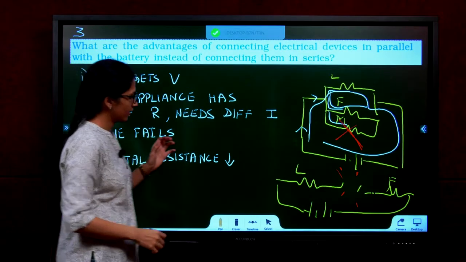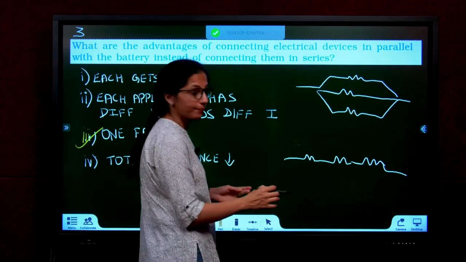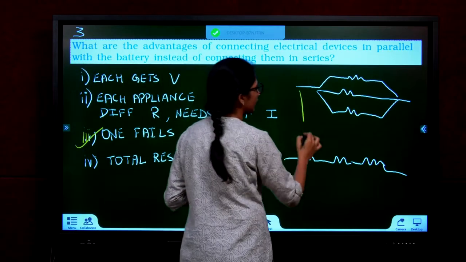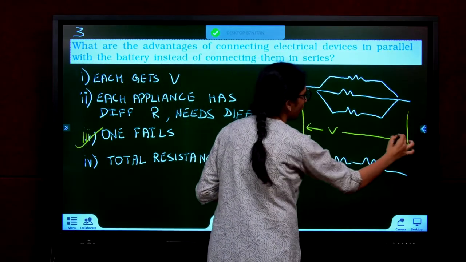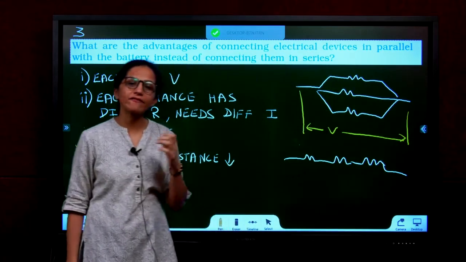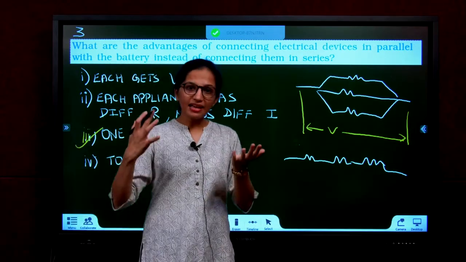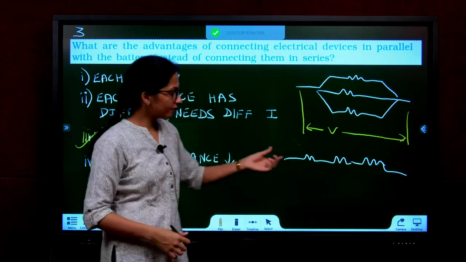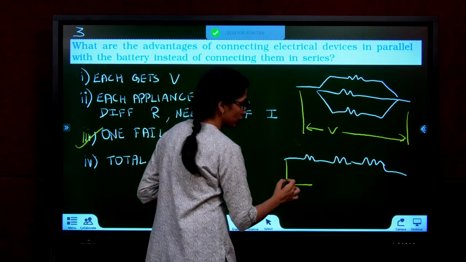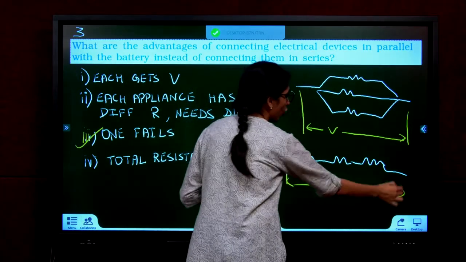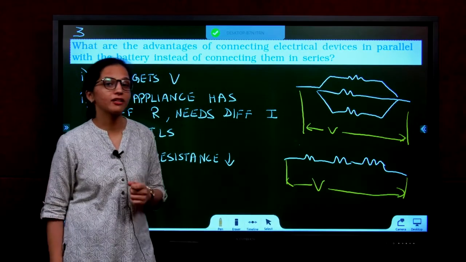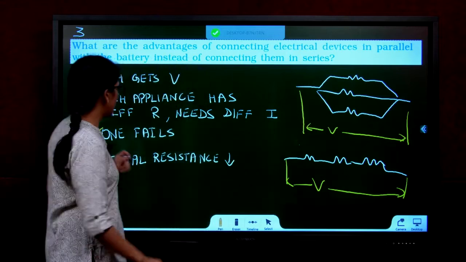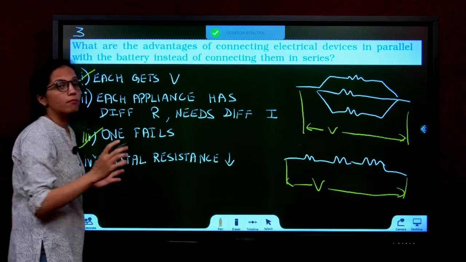Now next, what about the potential? If I have a potential V applied here, all the 3 appliances, your light, fan, mixie, everyone gets the same V. That means enough potential to do the work, to move the charge. In the case of series, the potential gets divided. All of them don't get the same potential, they get different potentials. So which is better? Option 1, the parallel. Each one gets the same potential.